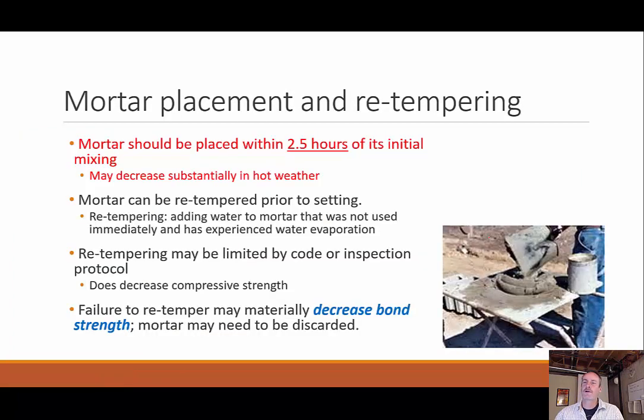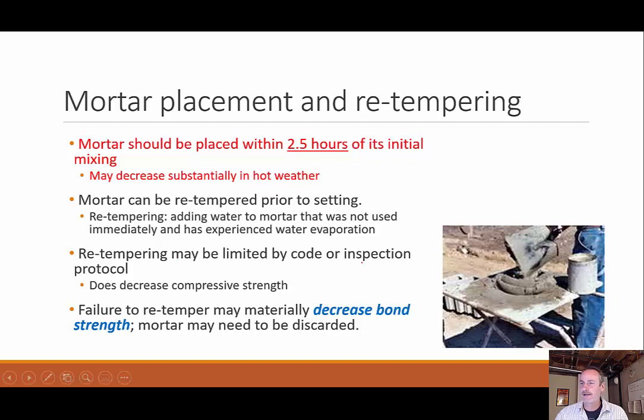So when you mix up your mortar and get that good consistency, you should have it all placed. All of your bricks should be laid out using that mortar within 2.5 hours of that mixing. However, if it's hot out, you can imagine the hot weather is sucking the moisture out of it, and it will, in essence, dry out, right? And if that's true, you may need to re-temper it. Re-tempering is the process of adding more water because so much has evaporated out, to bring that water content back up, right?